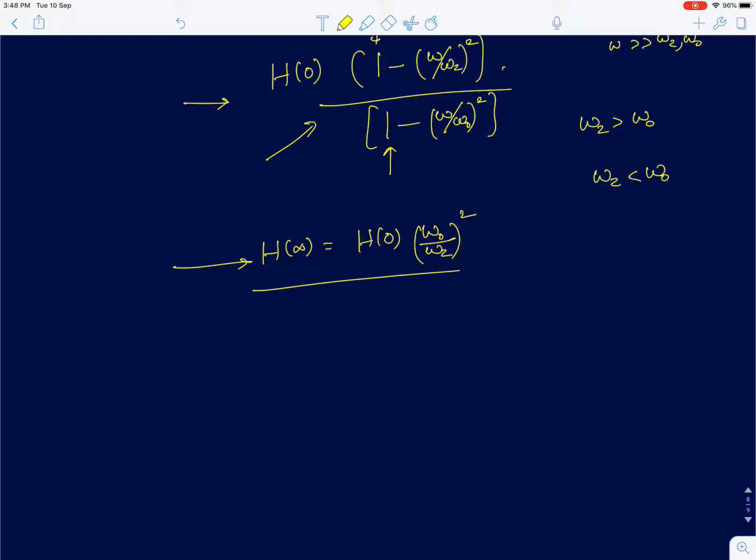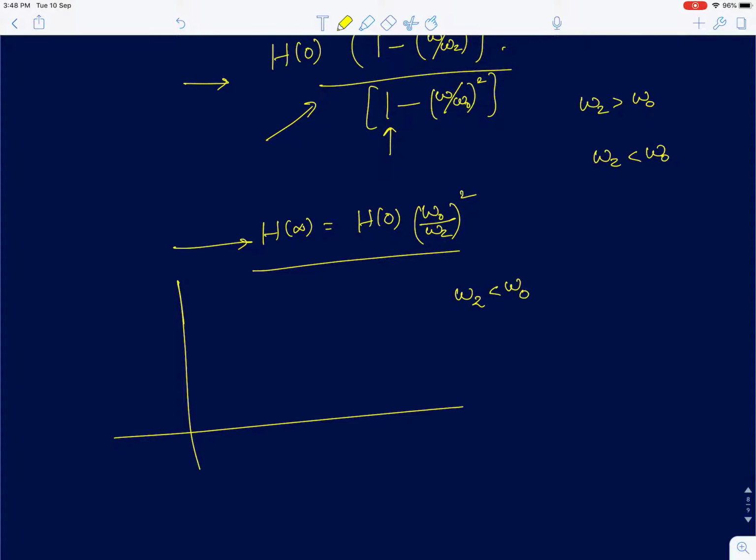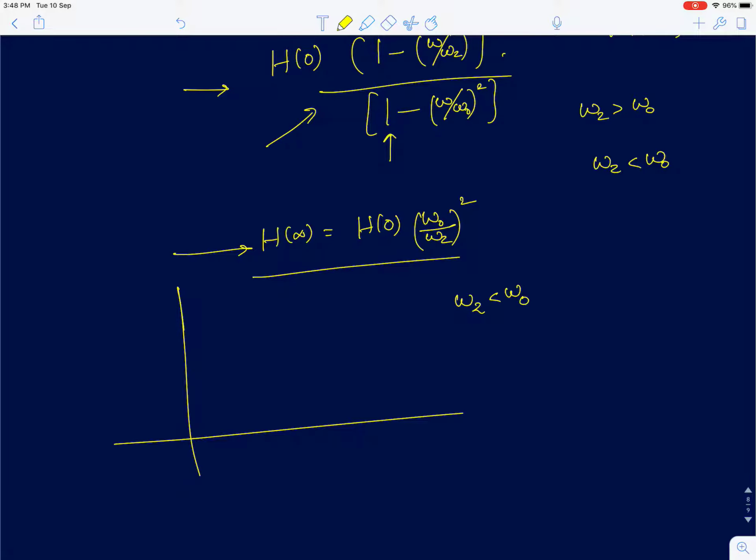So if I try to plot this response, both magnitude and phase, first we will plot the magnitude. So the first case is when omega z is less than omega naught. I'm going to assume omega z is less than omega naught. So first you will start off at h of 0. Now at omega equal to omega z, the transfer function actually touches 0.